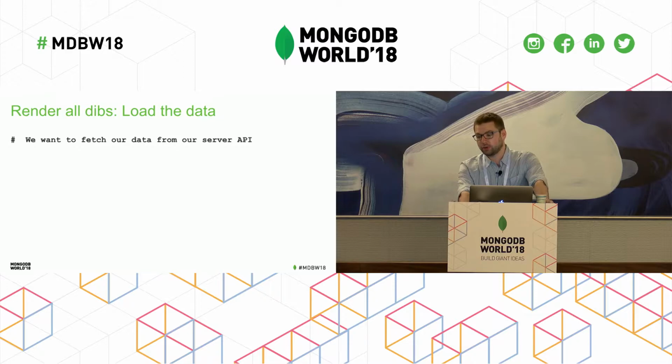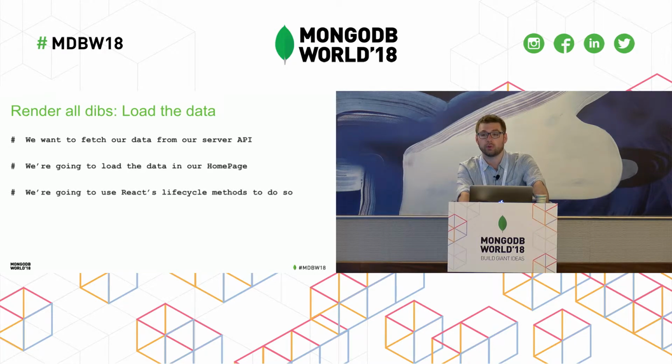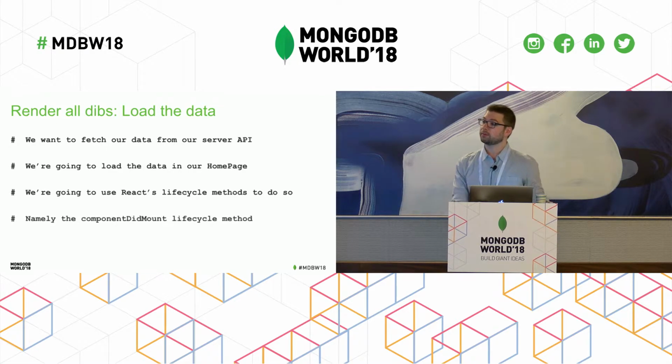So what we want to do next is render all the dibs. So first we want to actually be able to use the React framework to fetch the data, and then we actually want to use that data that we fetched to then render it out. And we're going to load the data in our homepage component. I haven't really given you a tour of the client-side code yet, which you will get imminently because we're going to talk about it presently.